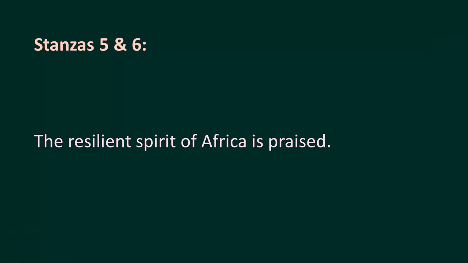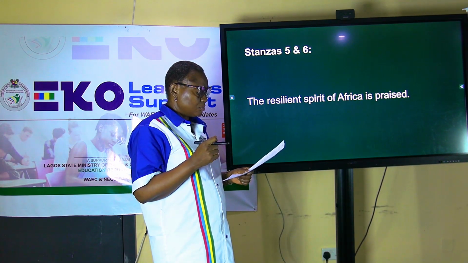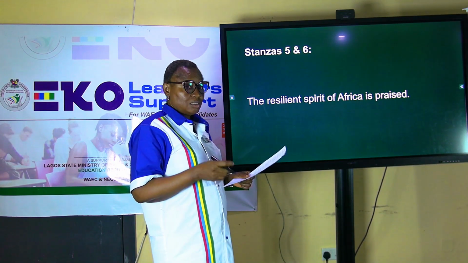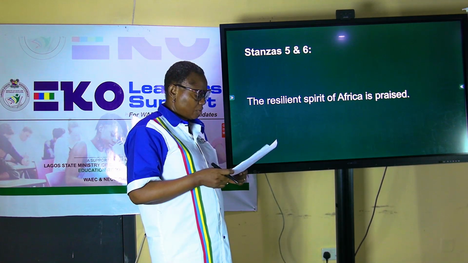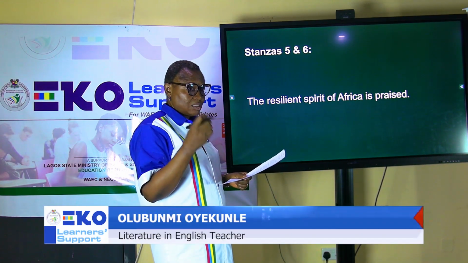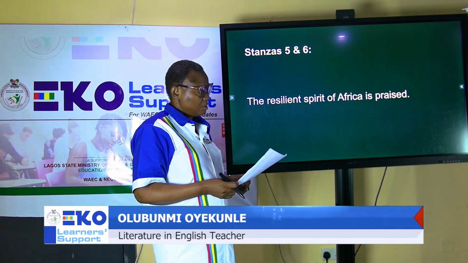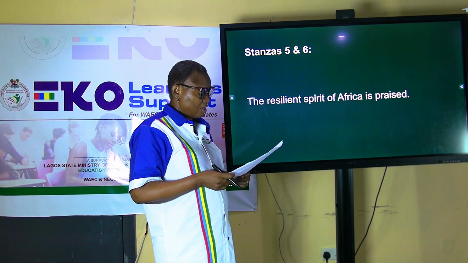Then we have stanzas 5 and 6. They talk about the resilient spirit of Africa. Africa is compared to the tight-skinned tom-tom, a kind of drum in Senegal. A taut drum is not easily broken. So Africans under the hands of colonial masters were maltreated, but they were not broken. So it's praising the resilient spirit of Africa.